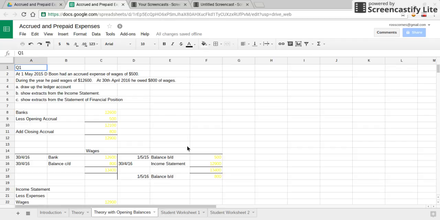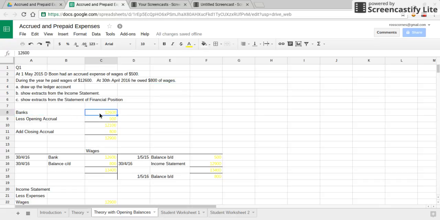Welcome back. Okay, now we've got a slightly different scenario. In this case, there's an opening accrued expense. So there's an expense from last year that hasn't been paid. And then we've got the amount going through the bank, and they still owe wages of $800.